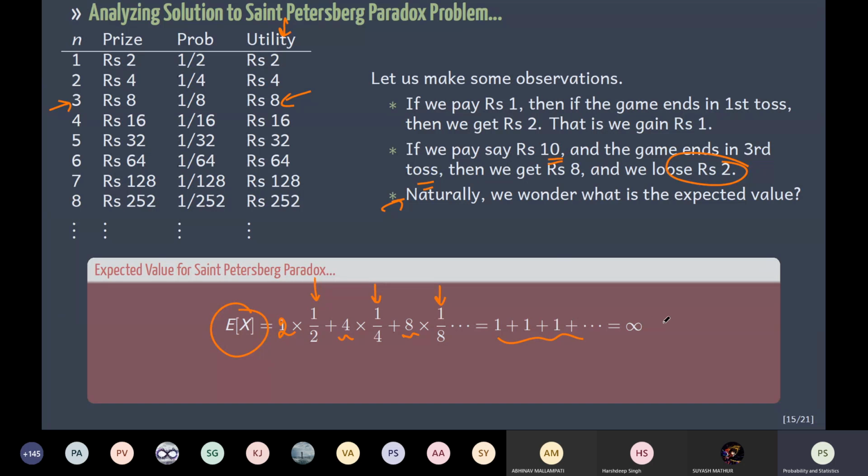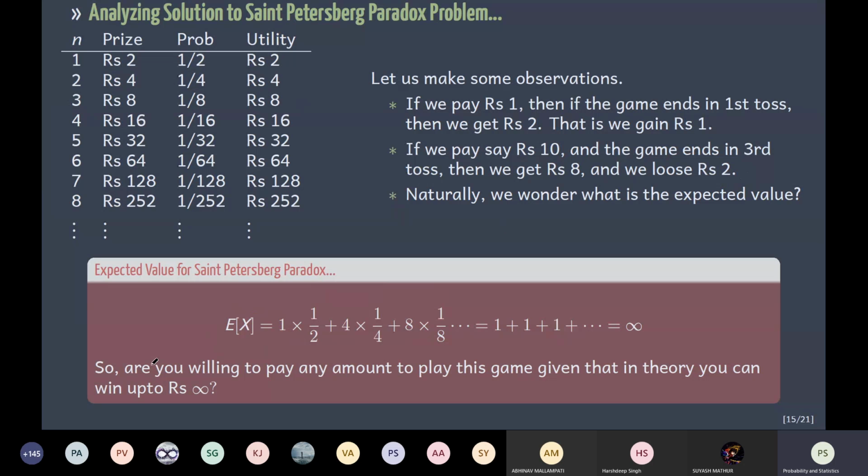So you get up to infinity. Technically speaking, the expected outcome of playing this game is infinity. So technically, what does this mean? It means, are you willing to pay any amount to play this game, given that in theory you can win up to infinity? From the expectation calculation, I see that in theory I will get up to infinity.